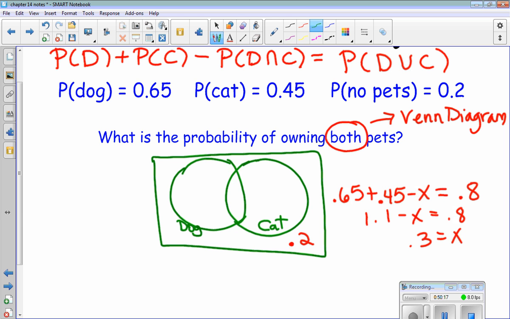If I know that owning both is 0.3, how do I get the probability out here of owning only a dog? Well, the total of dog is 0.65. Subtract 0.3 and I get 0.35. So that goes here. What is the probability of owning only a cat? 0.3 subtracted from 0.45, and I get 0.15. All of these numbers, everything I see in red in my Venn diagram, should add to be what? 1. Okay? How do you feel?